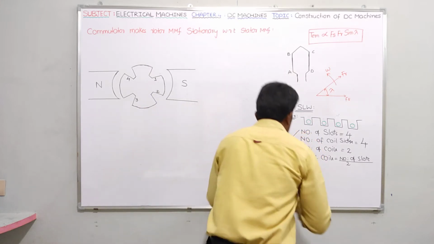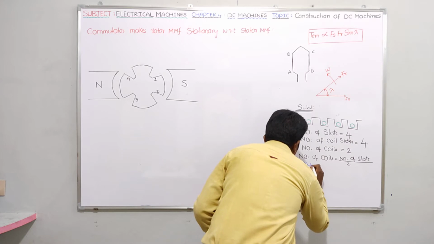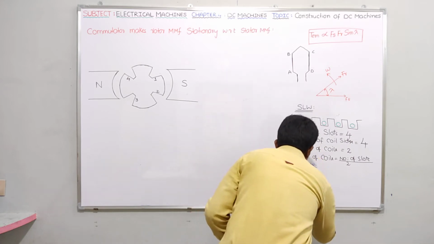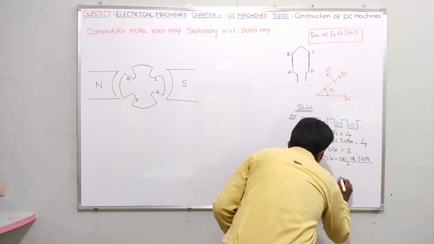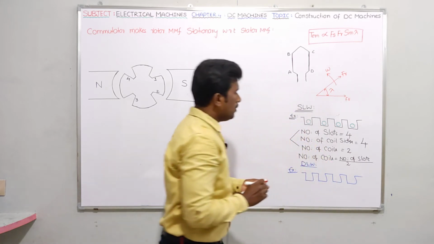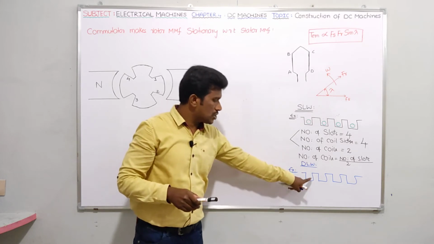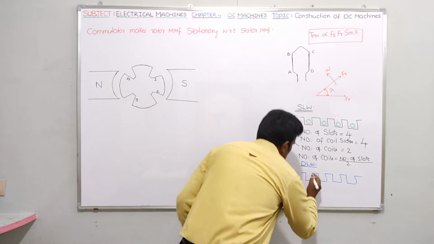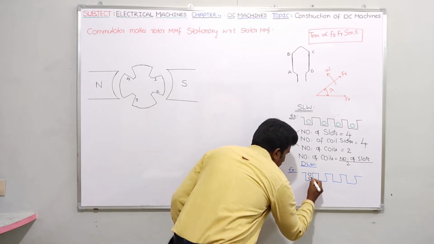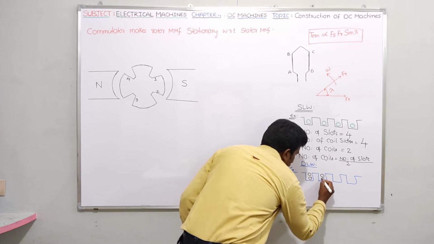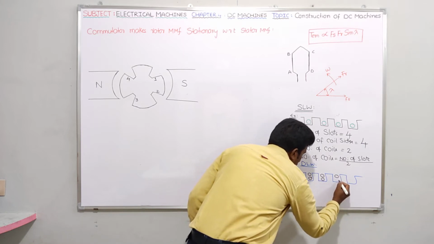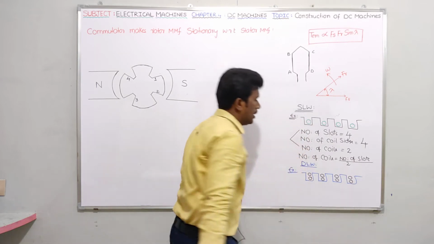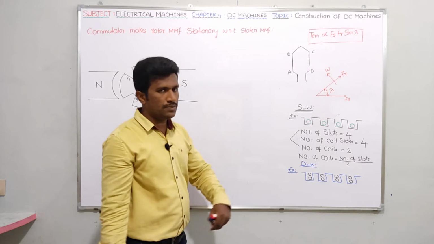Now what about double layer winding? Let me take the same example. How many slots have I taken? So 4 slots, 1, 2, 3, 4. Double layer winding means in each slot we are going to place 2 coil sides, one in the top layer, another in the bottom layer, or I can say one in the upper layer, another in the lower layer.